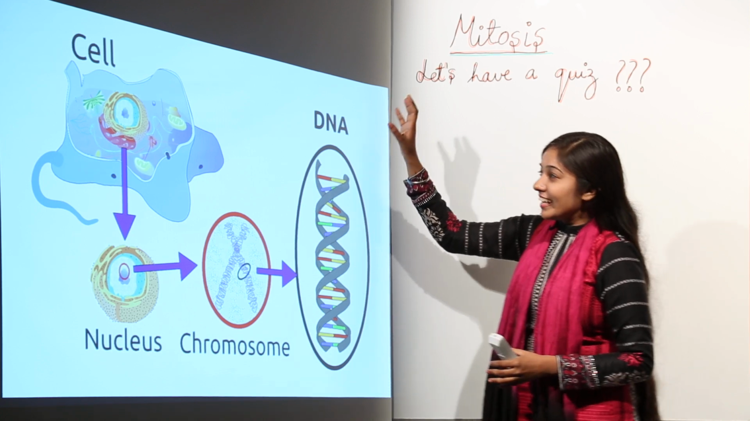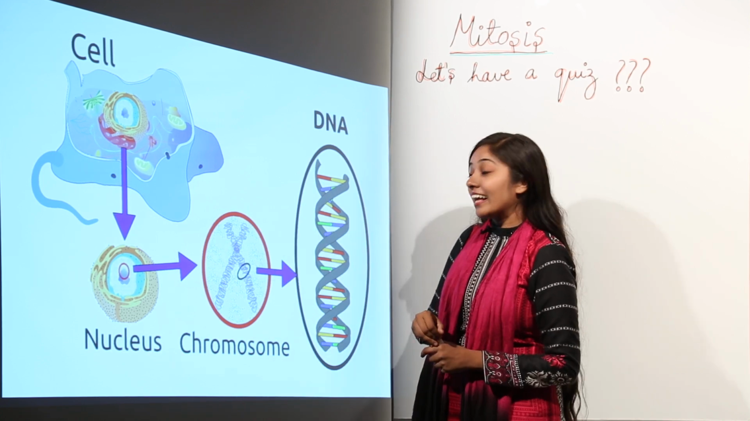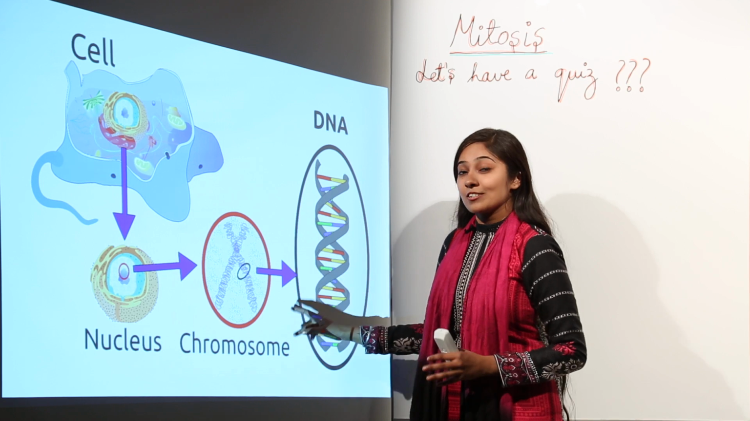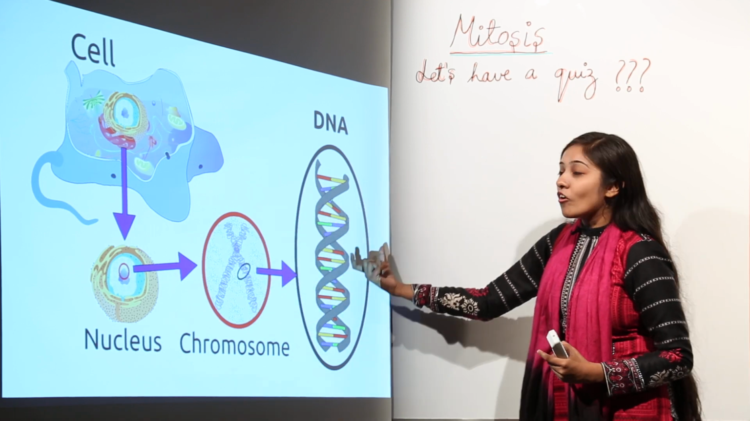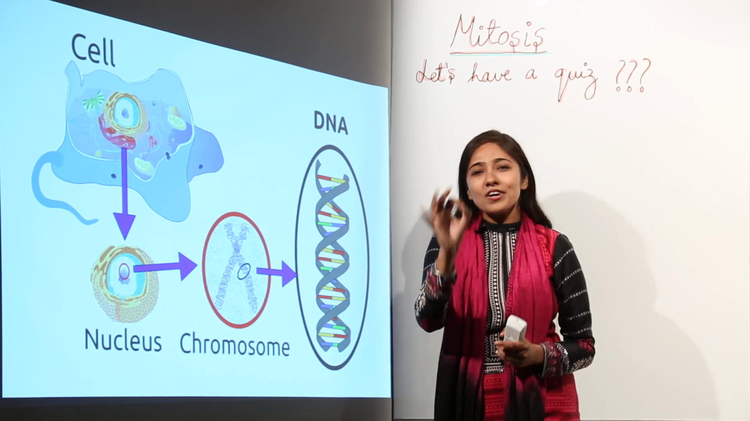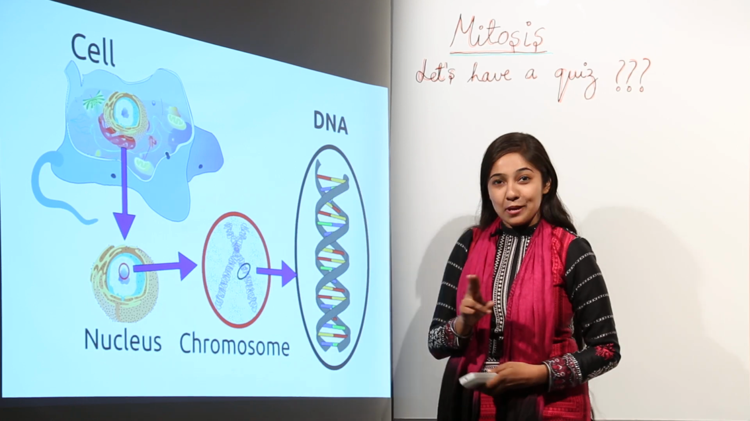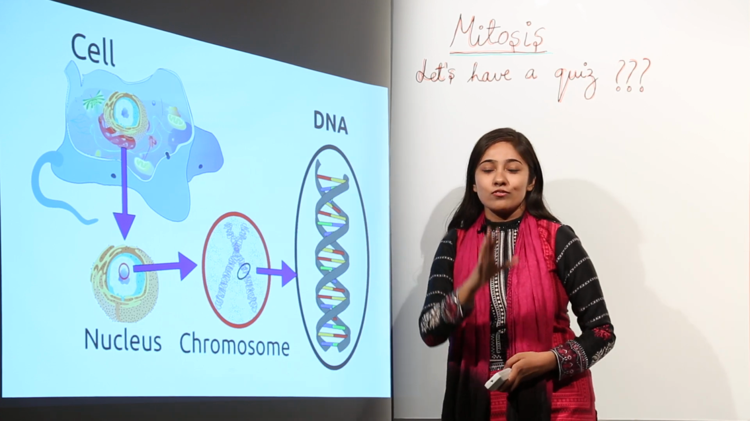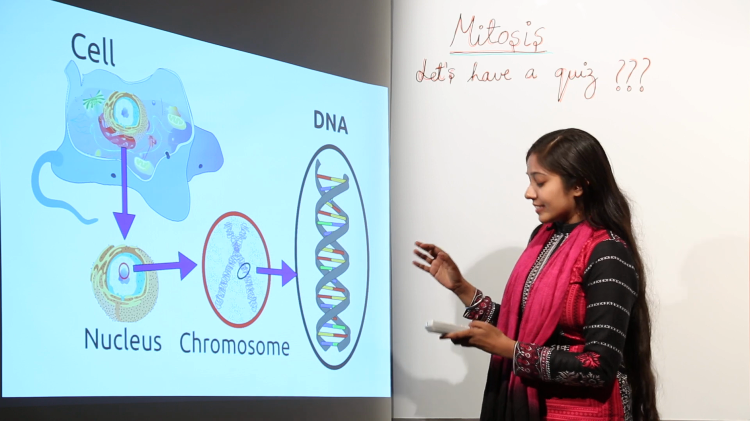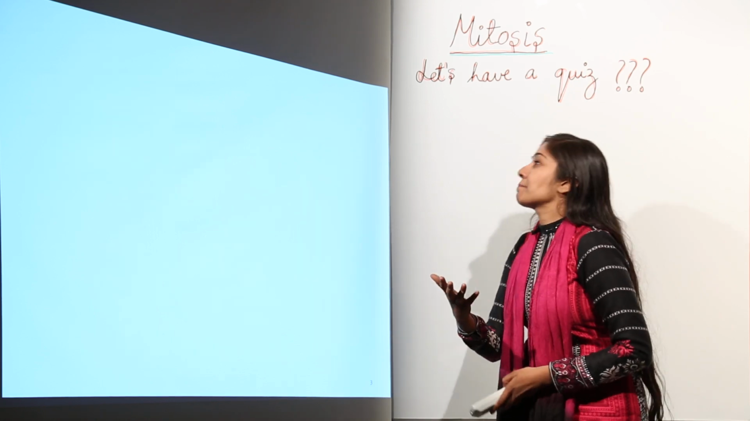So we have a cell, and in the cell we have a nucleus, and in the nucleus we have discussed special structures. They are chromosomes, and these chromosomes contain this double helical structure, that is DNA. So now you have a fair idea, you have enough information about cell division. Let us discuss what we have next.